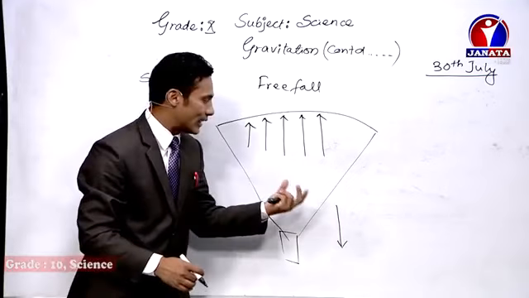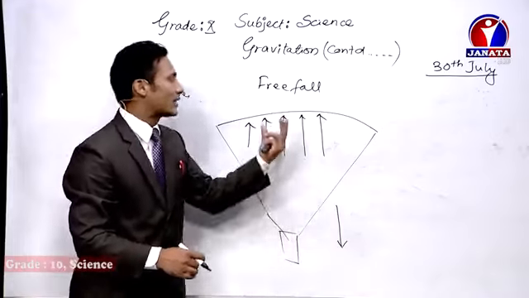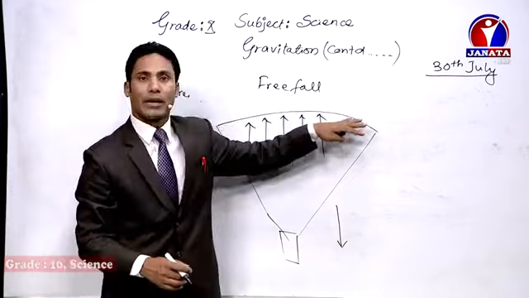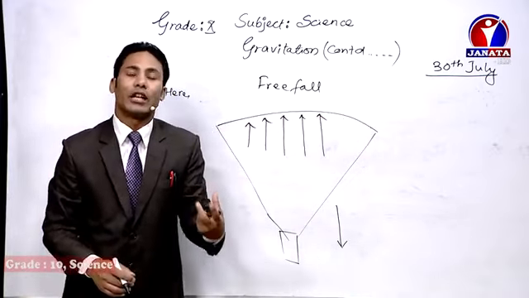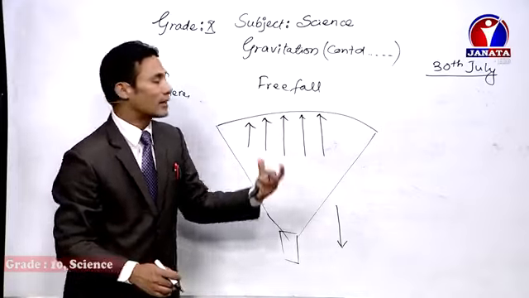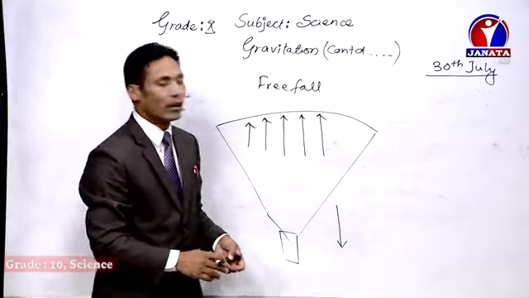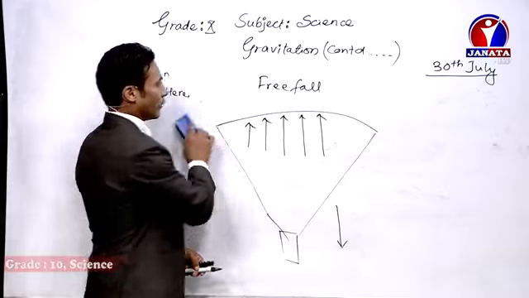So what I have said is the weight acts in the downward direction, but the air resistance acts in the upward direction. And due to the more cross-sectional area of this parachute, more air resistance acts on it, which makes the velocity constant. And due to this constant velocity, the safe landing is possible by using this parachute, right? Okay, so this is about the parachute.